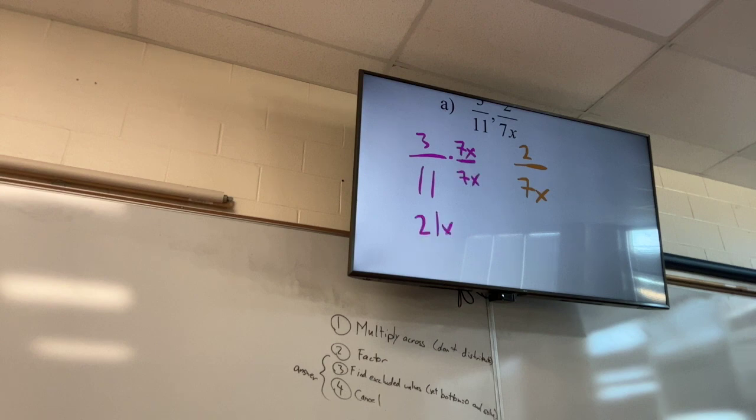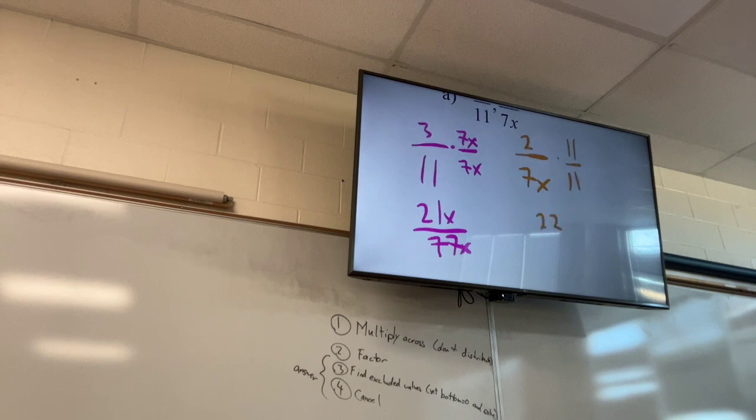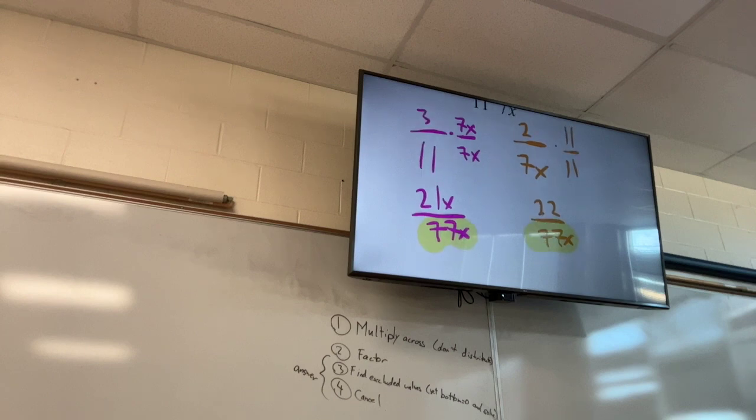And it gives me 21x over 77x. Okay. Now, what's missing from the orange fraction that I have in the pink denominator? Just 11, right? So I need to multiply the top and bottom over here by 11. It gives me 22 over 77x. Now, what do we notice? They have the same denominator.